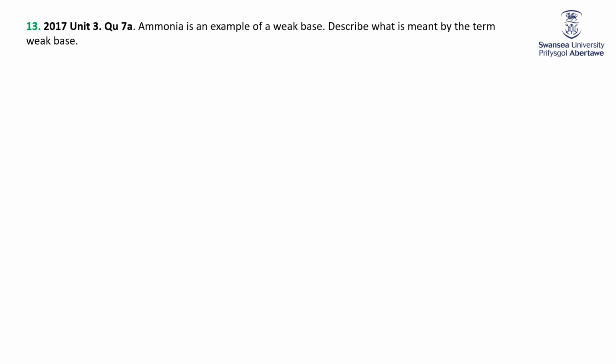So question 13, part of a longer question, but we'll throw in the easy parts at the start just to emphasize the redundancy associated with the A levels. So ammonia is a weak base. What's a weak base? Well, a base is a proton acceptor. Base plus water accepts a proton from the water, giving us BH+, leaving behind OH-. It's the OH- that, of course, affects the pH in the solution.